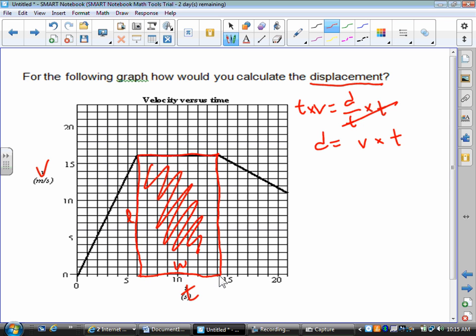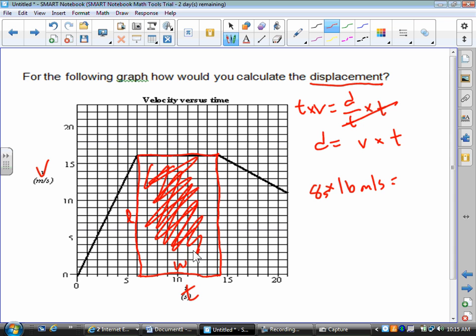6 to 14 is a distance of what? 8. So we've got 8 times the length, which is what? 16. What are these really? Well, this is 8 seconds. So I'll put in seconds right there. And this is 16 meters per second. Well, look at that. This is a velocity. This is a time. I'm multiplying them, right? So I'm actually getting the distance. So when I get the area underneath the line here of a velocity versus time graph, I'm actually getting the displacement.